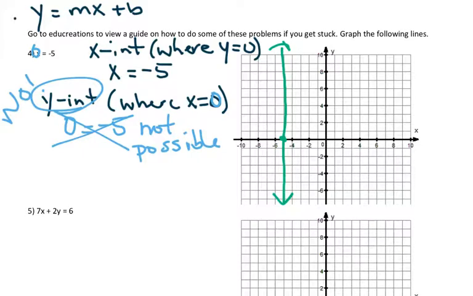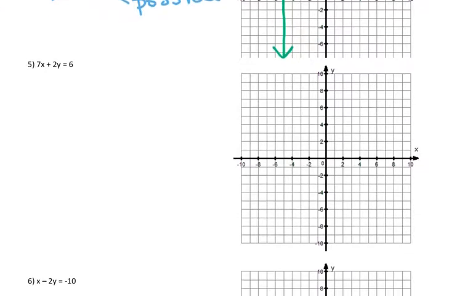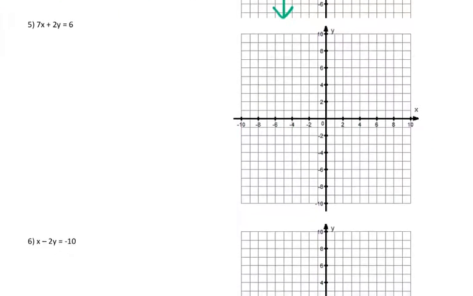Moving on to example 5. This one is like the first two. So we're going to solve for y, which means I have to get rid of that 7x. So I'm going to take away 7x from both sides. 7x minus 7x is 0, so that goes away. The 2y drops down. And because we like our x's to be first, I'm going to put -7x first, and then plus 6.